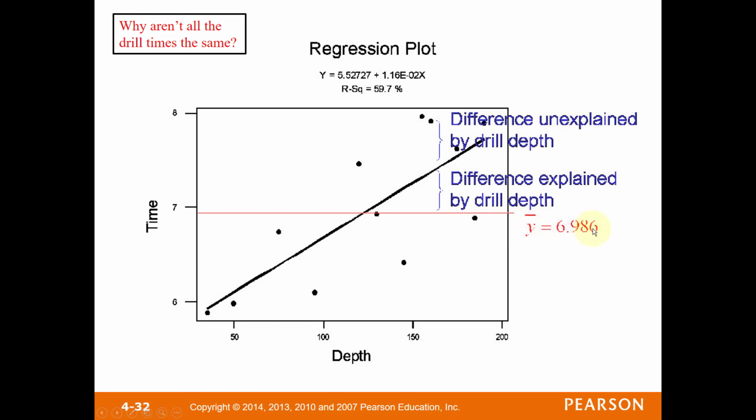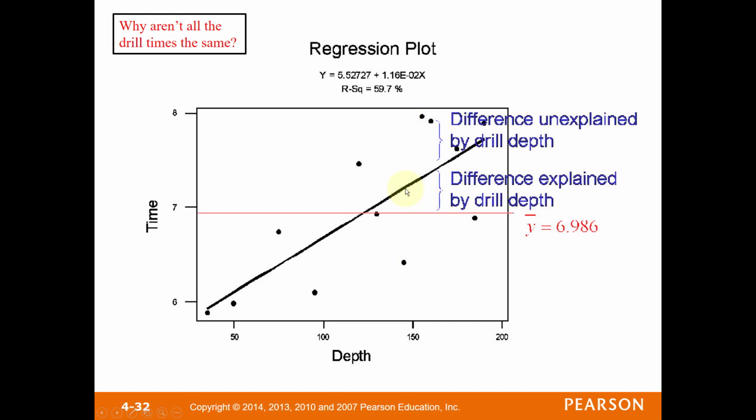Because there are explanatory factors influencing the drill time. We're trying to explain it primarily in terms of depth. And so the distance between the mean, the red line right here, and the model line, the best fit line, that's the difference explained by our model in terms of depth. Why did this dot end up higher than the line? We don't know. That's called unexplained. Explained by the model, unexplained.